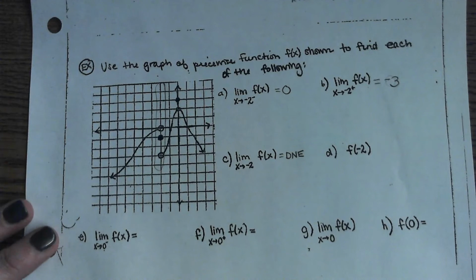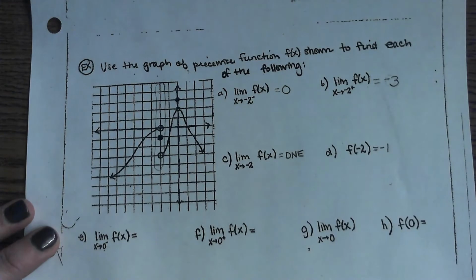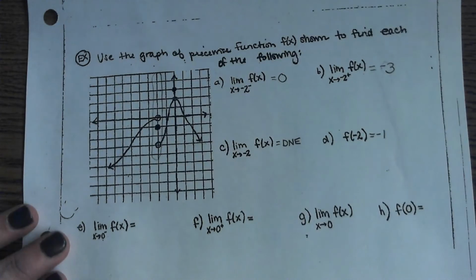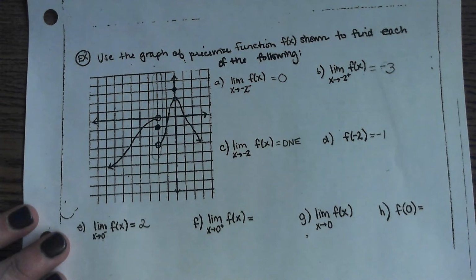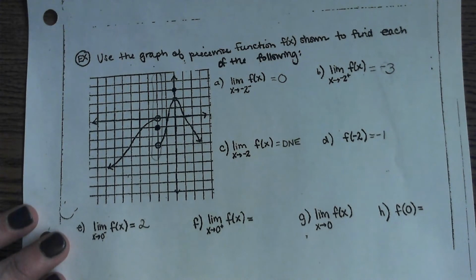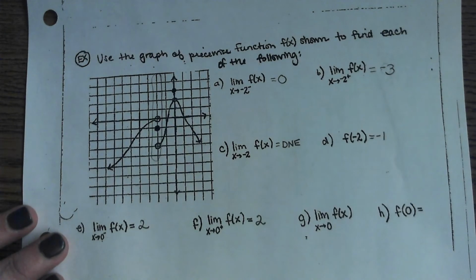Morgan, what'd you get for D? -1. Anybody get anything different for that? Sarah, what'd you put for E? 2. Did anybody get anything different for that? Bailey, part F? 2. Did anybody get anything different from that? Part G, Andrew?